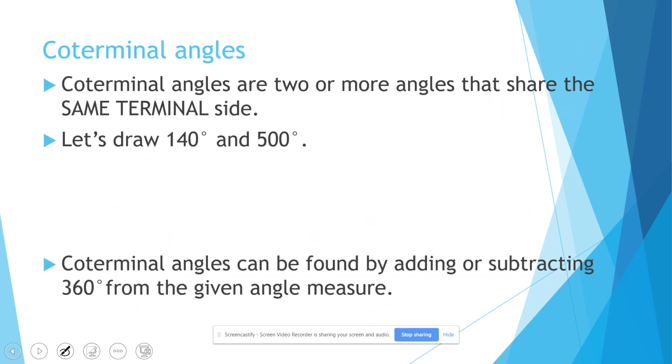Coterminal angles. These are angles that share the same terminal side. It's kind of like co-teachers share the teaching. Coterminal angles share a side.